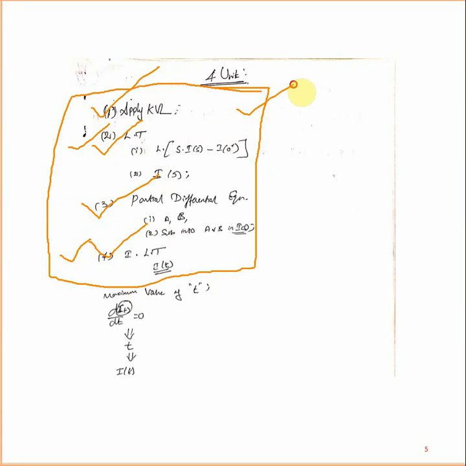You already know what KVL is: voltage drop is equal to voltage rise. V is equal to VR plus VL, and V is equal to VR plus VC. Then what is the Laplace transform? For the Laplace transform, d/dt, a differentiation one time, is written as s. Similarly, the Laplace transform of i(t) is I(s). I will show you some more equations.